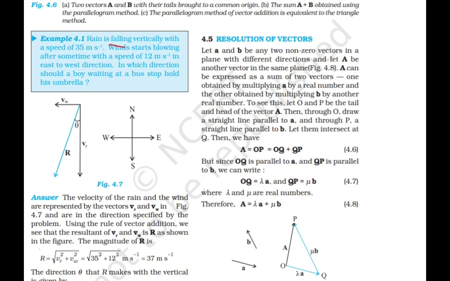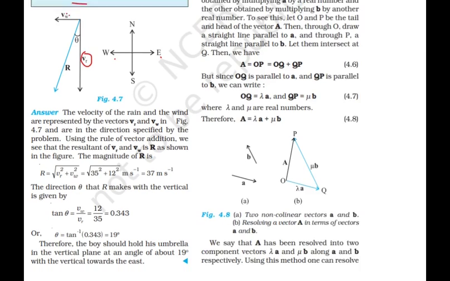See, the rain is falling vertically with a speed of 35 meters per second. Okay, rain is falling vertically. That means this will be the rain. Wind starts blowing after some time with a speed of 12 meters per second from east to west. See, east to west, this is the wind, VW, and VR is the rain, the speed of rain. Okay, now in which direction should a boy waiting at a bus stop hold his umbrella?